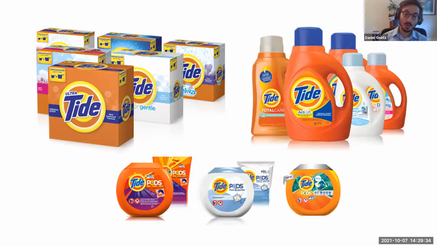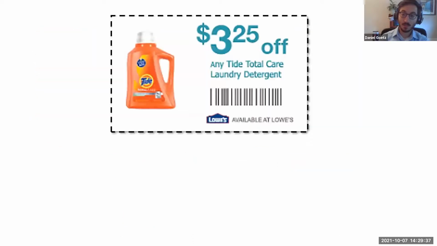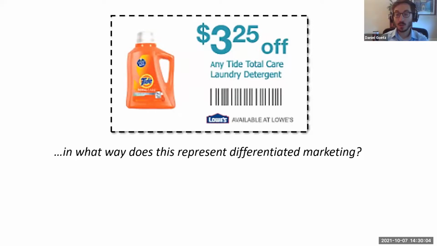But it goes even finer than that, right? So for the exact same Tide laundry detergent bottle, some people will pay full price, and then other people will pay a discounted price. Some people pay whatever's on the shelf, on the sticker, and then some people will have a coupon that they can use to get $3.25 off, right? So how does this represent differentiated marketing? It's kind of differentiated marketing within the same product.